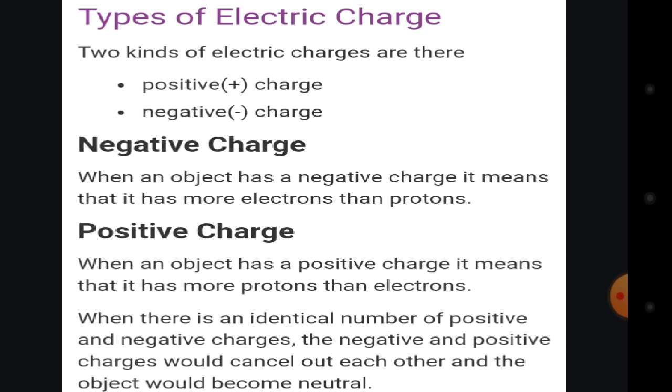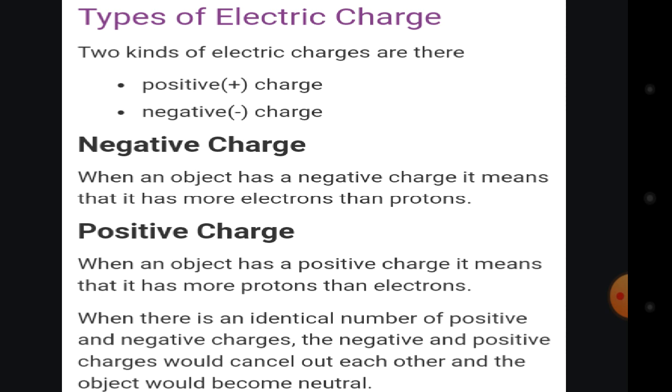When an object has a negative charge, it means that it has more electrons than protons. So whenever the electrons are much higher compared to the protons, then it is a negative charge ion or particle.